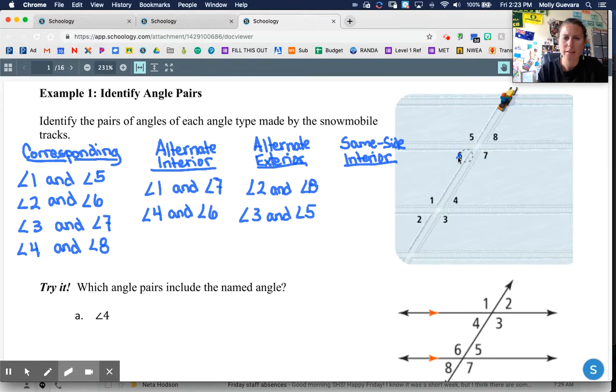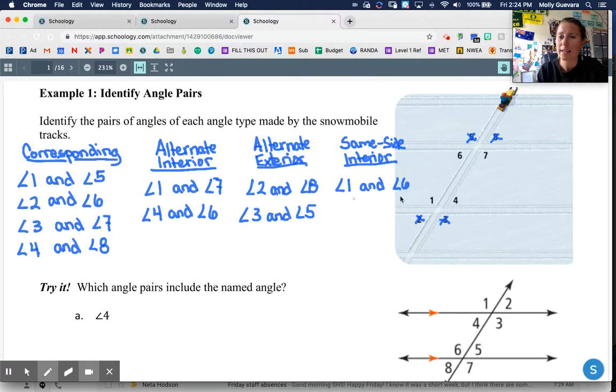And then last, but definitely not least, is same side interior. So again, interior. I'm only interested in the interior. And I want same side. So angle 1 is to the left of the transversal, and I want the same side, right? So that would be angle 6. And those are the only ones.